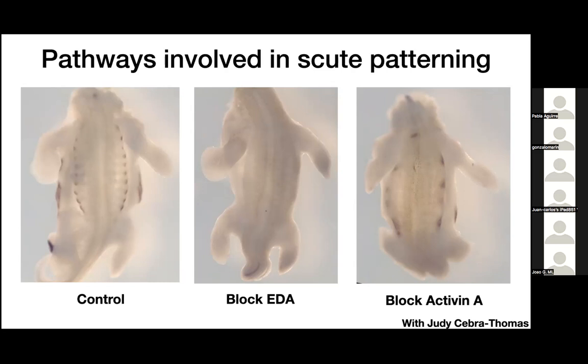If we block a molecule called EDA, ectodysplasin, that is involved in development of skin structures, when you have defects in this signaling pathway, you quite often lose skin structures like hair or have malformation of teeth, fewer teeth. And when you block this pathway in turtle embryos, you lose the scute primordia. Similarly, another molecule, activin A, that's involved in TGF-beta signaling, so another signaling pathway. When you block this one, you get irregular patterning.